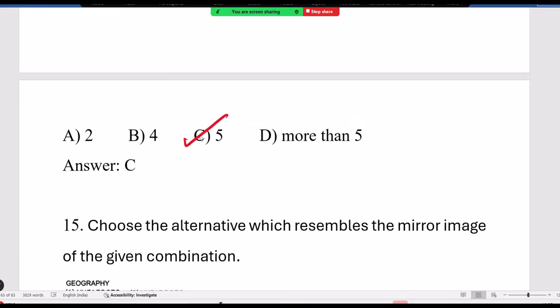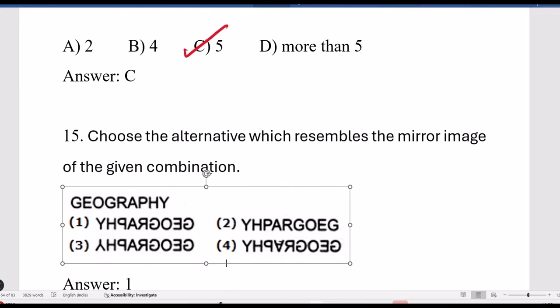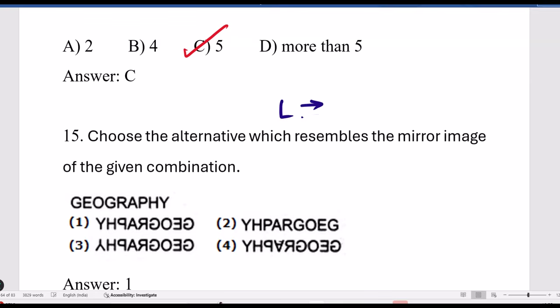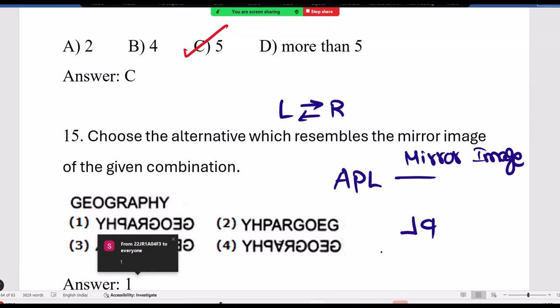Now let's see this question. They're asking for the mirror image here. If you want to go for a mirror image, your left and right must be interchanged. Let's say you want the mirror image of APL. Then L must be like this. The left side will come to the right, and the right will come to the left. This is the result of the mirror image for APL.